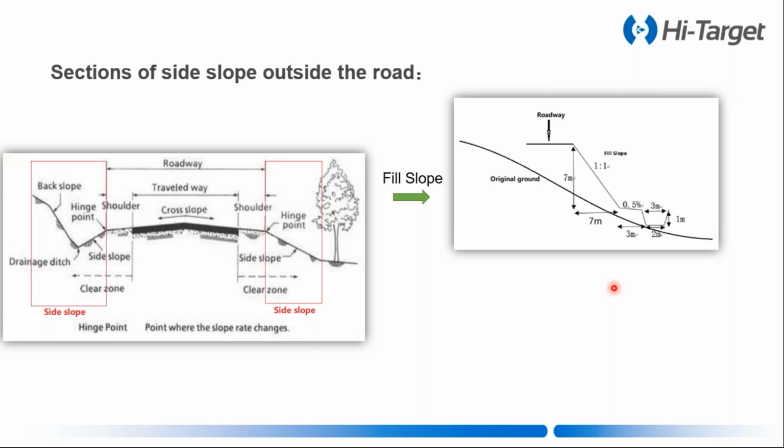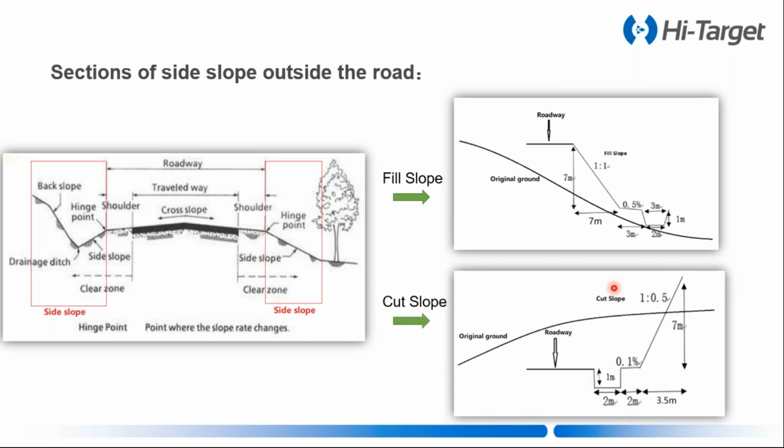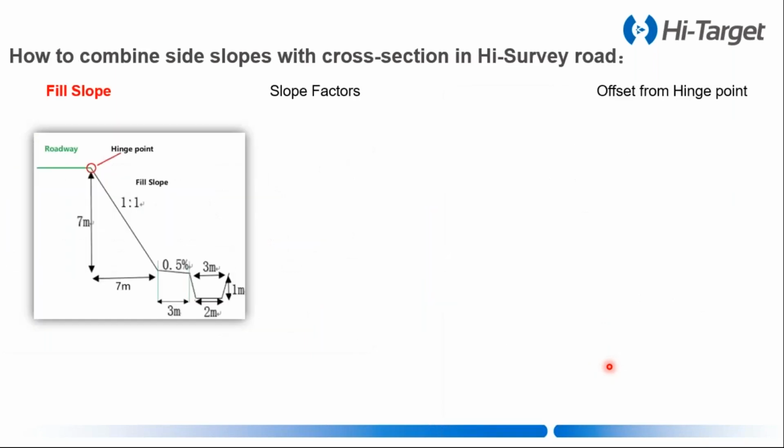Then the next type is named cut slope. That means the designed road is under the original ground. Here, this is original ground. The designed road is under the ground. So we need to dig out the soil to get the designed line. Okay, let's see how to import the parameters in HiSurvey.